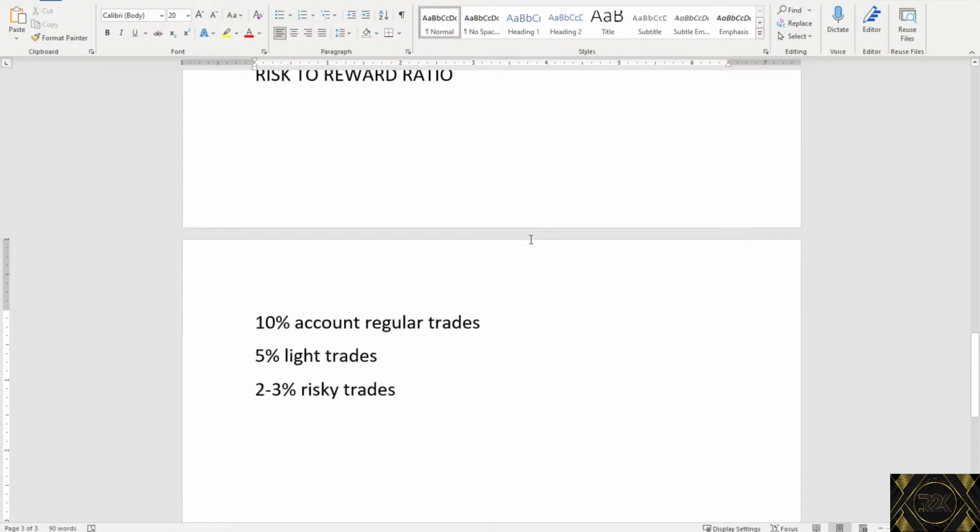So if you have $5,000 in your account, 10% is 500. Just scale up for that 500. If that's 5 contracts or 10 contracts to make up that amount.